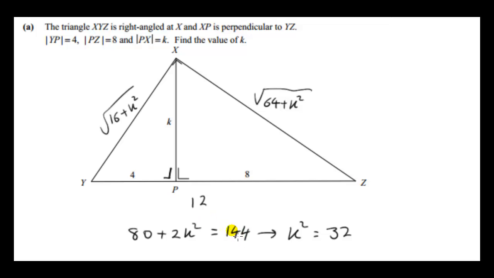So subtract 80 from both sides to get 64. Divide both sides by 2 to get 32. So we see that k is the square root of 32.